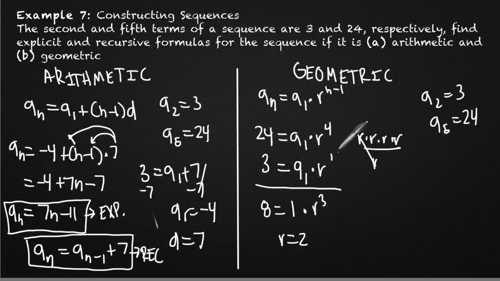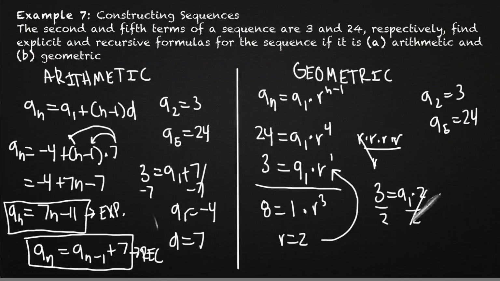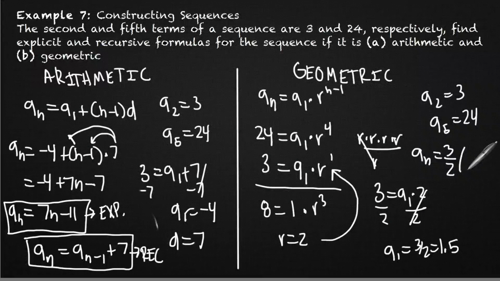So there's R. Now we take that and plug it right back into the easier of the two. So then that's going to be 3 is equal to A1 times 2. Divide by 2, divide by 2. So A1 is 3 halves, or 1.5 if you like decimals. So now we can write our little formula using this. A sub n is equal to A1, which is 1.5, so I'll leave it as a fraction, times R, which is 2, to the n minus 1. And there is our explicit formula.